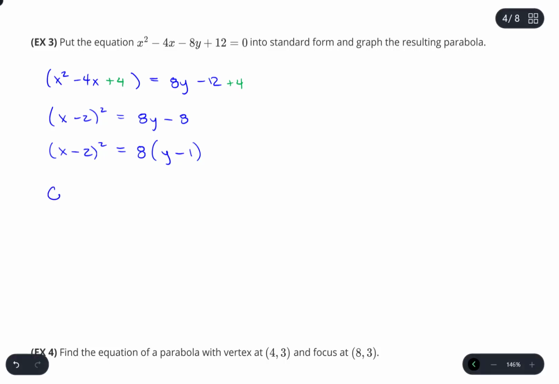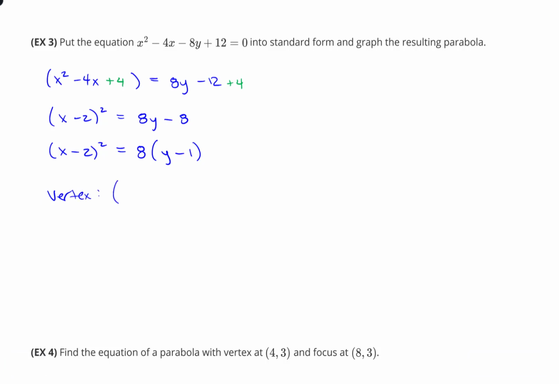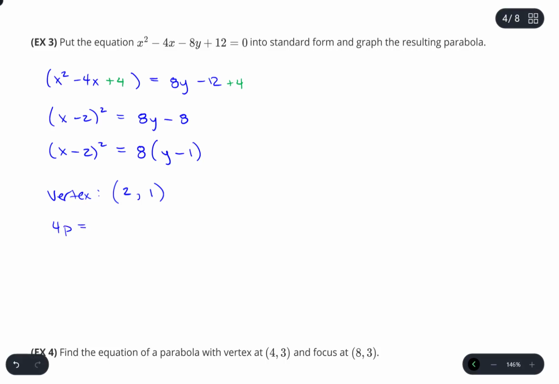So the center, or the vertex of the parabola, is located at h and k. H is associated with the x variable, so that's 2. K is associated with the y variable, which is 1. Note that in this form, you do take the opposite of both of those numbers because of the way the formula is constructed. And then we have this value 4 times p, which is equal to the constant multiplying the y. Solving that tells me that p is equal to 2.